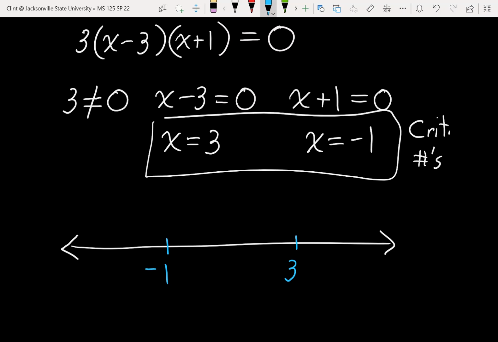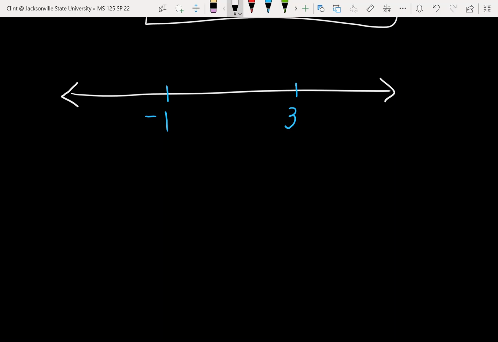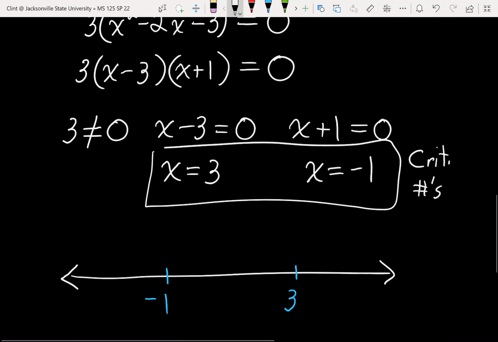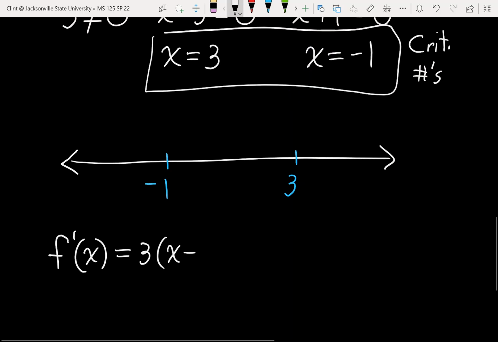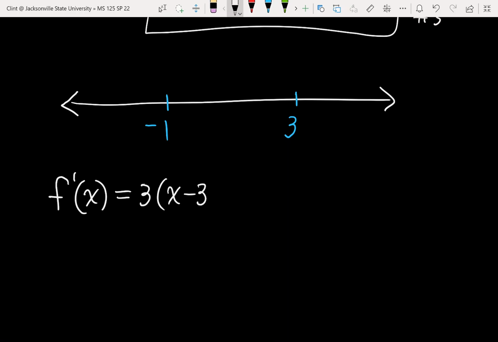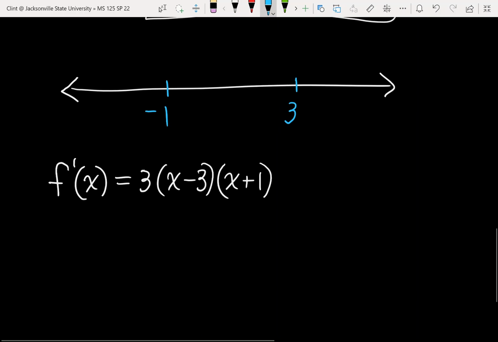Okay. So I'll copy down our factored derivative again here. It's 3 times x minus 3 times x plus 1. You can use the unfactored version if you want. It's just sometimes a little quicker to use the factors when you're just checking for a sign. So we need a test value smaller than -1, so what do you want to use? Okay, so we can use -2.